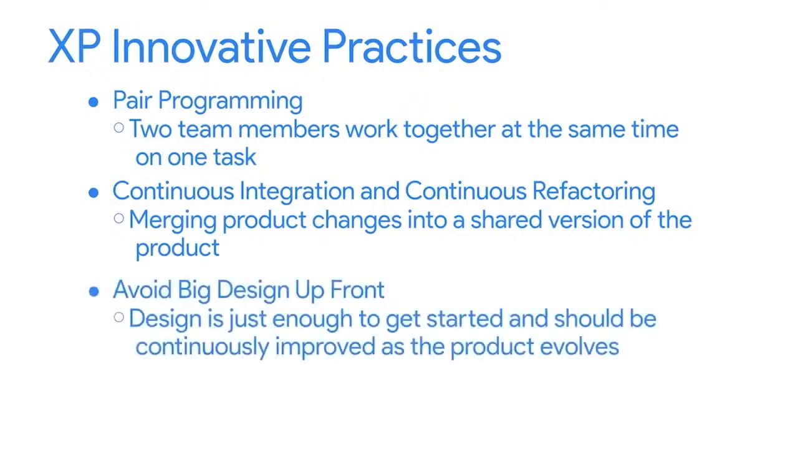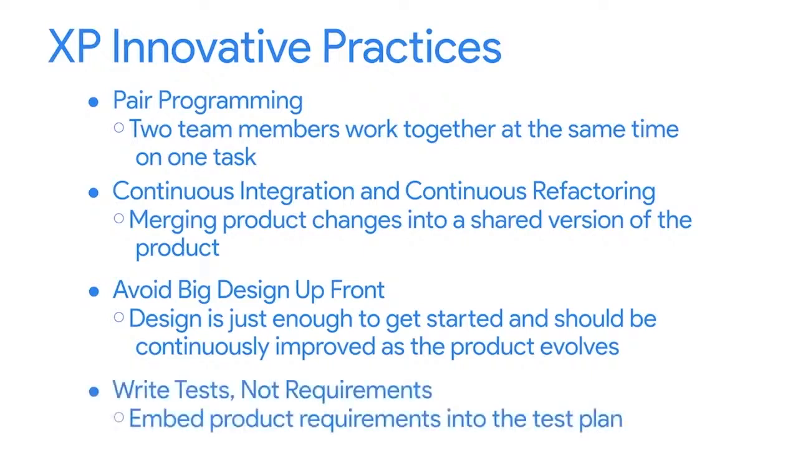Then there's avoid big design up front. This relates to designing and means the design should be just enough to get started and should be continuously improved as the product evolves. And finally, there's write tests, not requirements. This means that instead of writing a product requirements document and then later writing a test plan, your test plan can serve 2 purposes by A, telling the team what to build, and B, comparing what they built to what was supposed to be built.